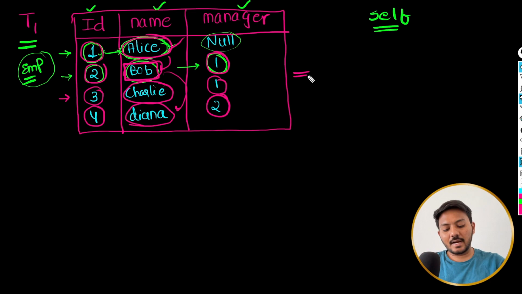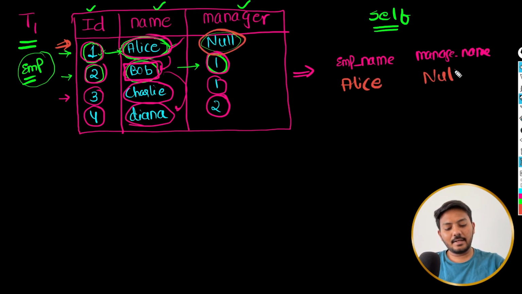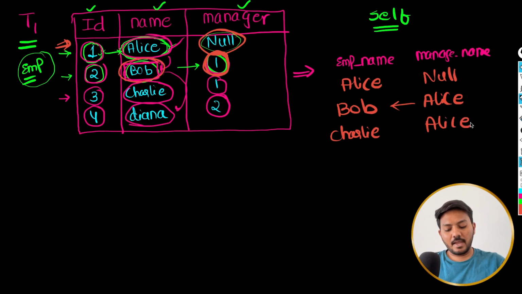So if I have to extract something like this, let's say employee name and the manager name, what I would do is first I will go for the first record. I have Alice, and because there is no manager for Alice, I will add null here. And for the second employee, I have Bob, and because I have manager ID as 1, I would have to provide Alice here because Alice is the manager for employee Bob. And I have Charlie, and the manager is Alice again, and we have Diana and the manager is Bob.